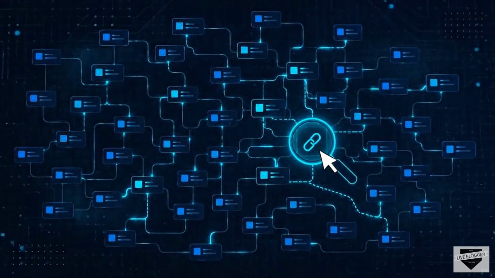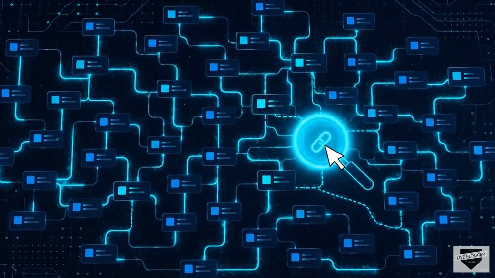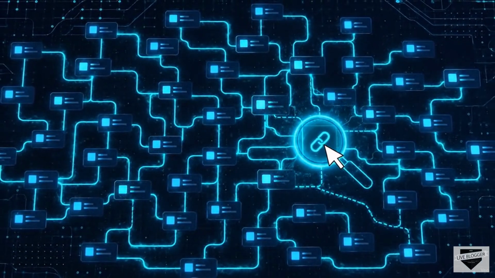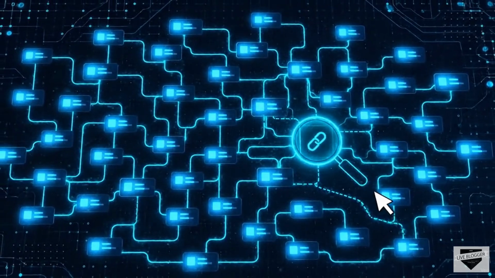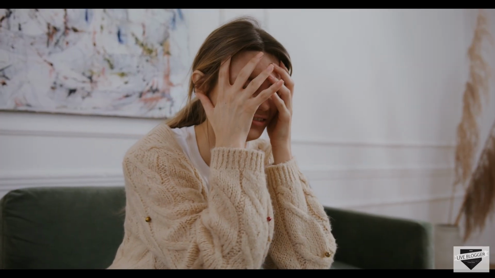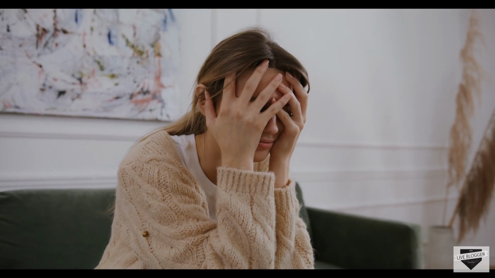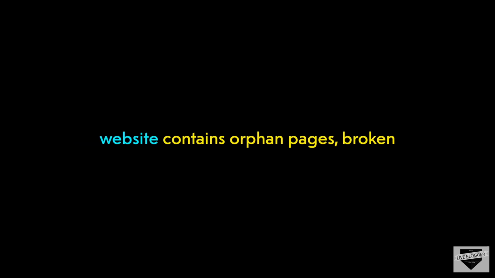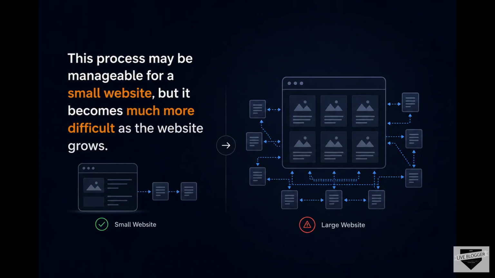If your website has hundreds of thousands of pages, finding relevant internal linking opportunities manually can take a lot of time. You need to figure out which pages are related, where internal links should be added, what anchor text should be used, and whether your website contains orphan pages, broken links, or unnecessary redirects. This process may be manageable for a small website, but it becomes much more difficult as the website grows. That is where LinkStorm can help.